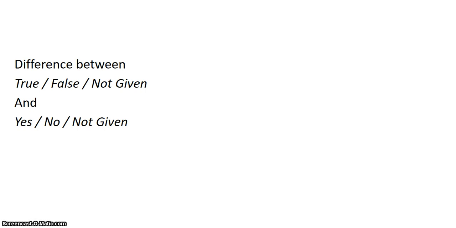True, false, not given, you usually get these kinds of questions when the reading is about maybe something in nature, or perhaps it's about a theory, or it's about a process, or something like that. We usually get yes, no, not given if the statements in the question are more about the opinion of the writer or the author. So whenever the questions are about a writer's opinion, we will usually get yes, no, not given. If we're talking about anything else, it's true, false, not given. So that's the difference between these two. The skills and the technique you would need to answer these questions are exactly the same.